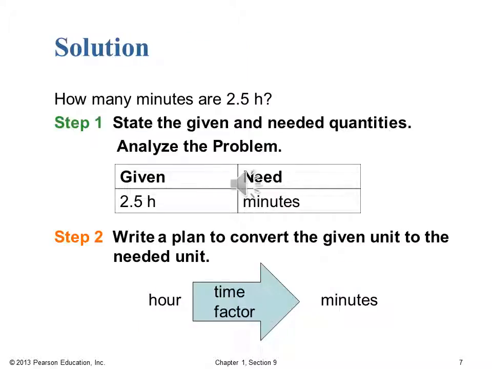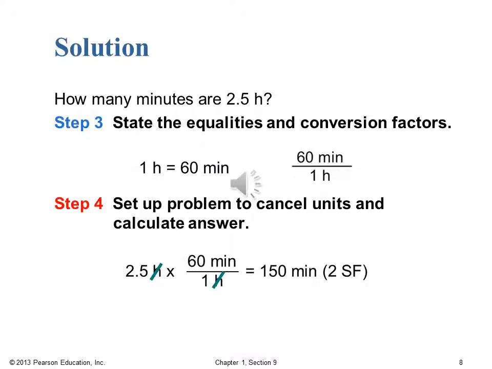Alright, so if you apply our strategy exactly, in step 1, we would state the given and needed quantities. So here we're given 2.5 hours, and we ultimately want to know how many minutes that relates to. Step 2, we'd write a plan for how we're going to convert the given unit to the needed unit. So hours to minutes is going to involve some sort of time factor.